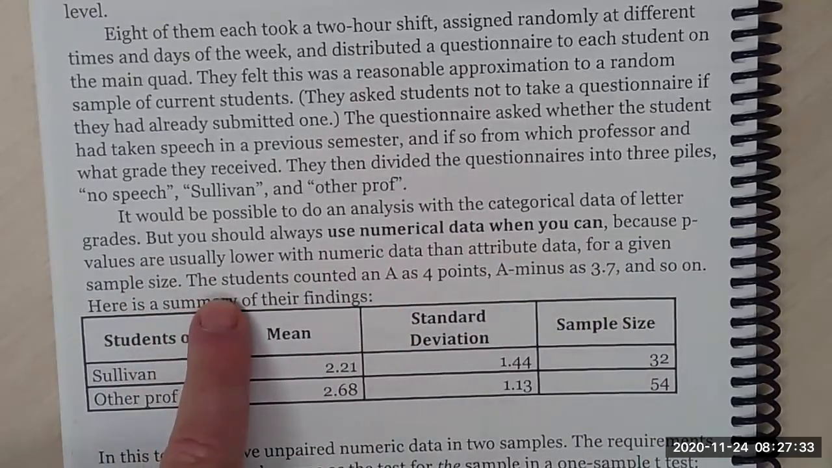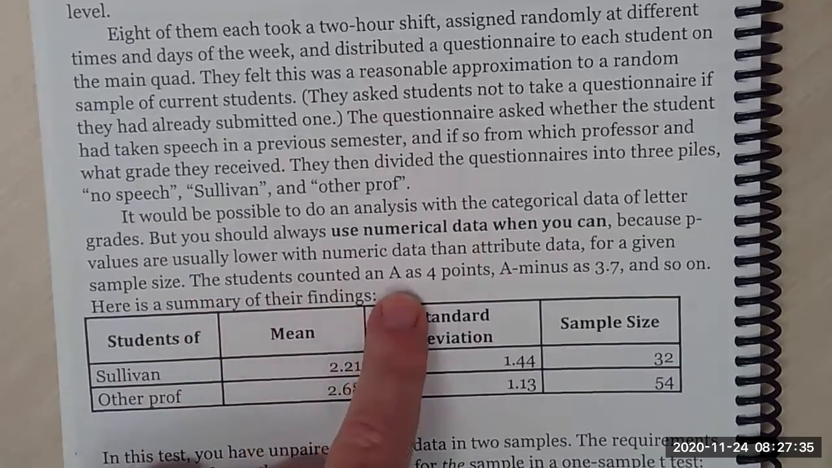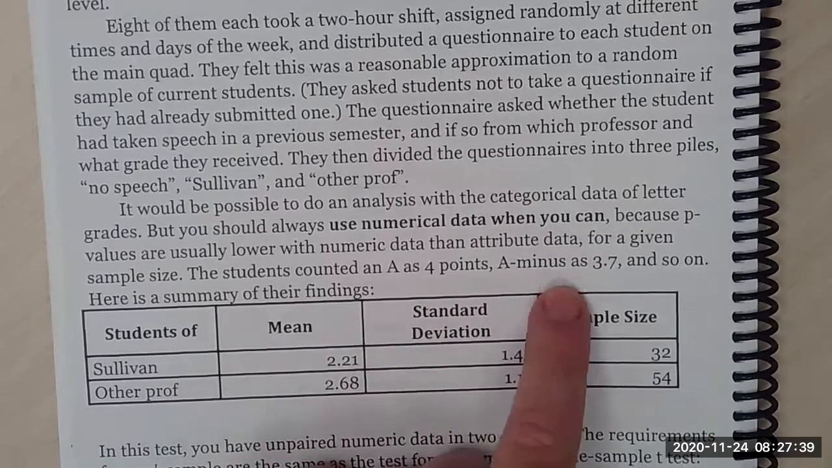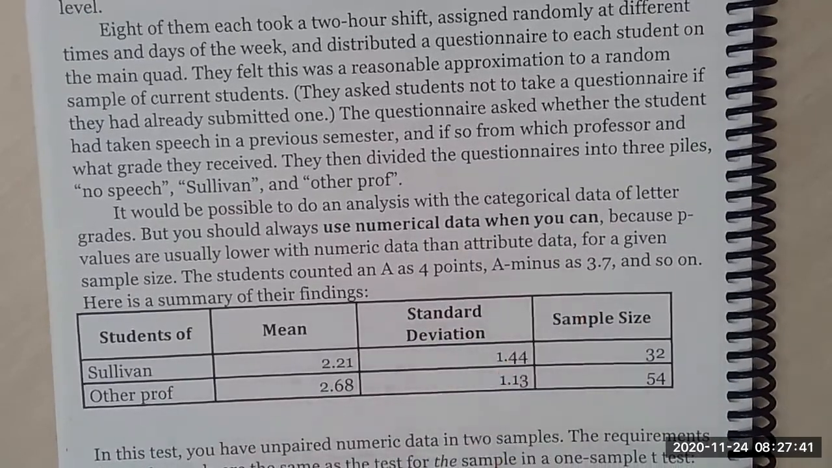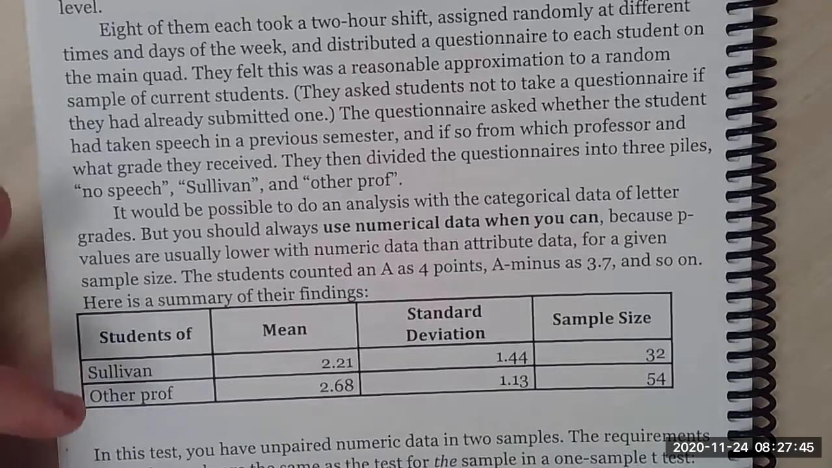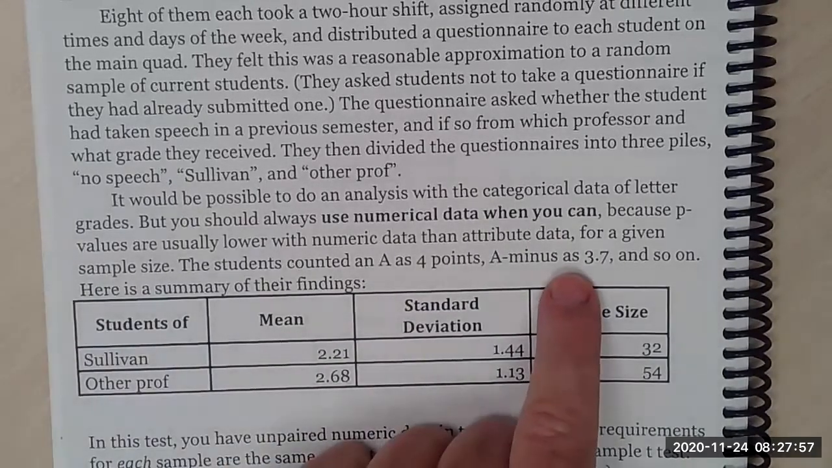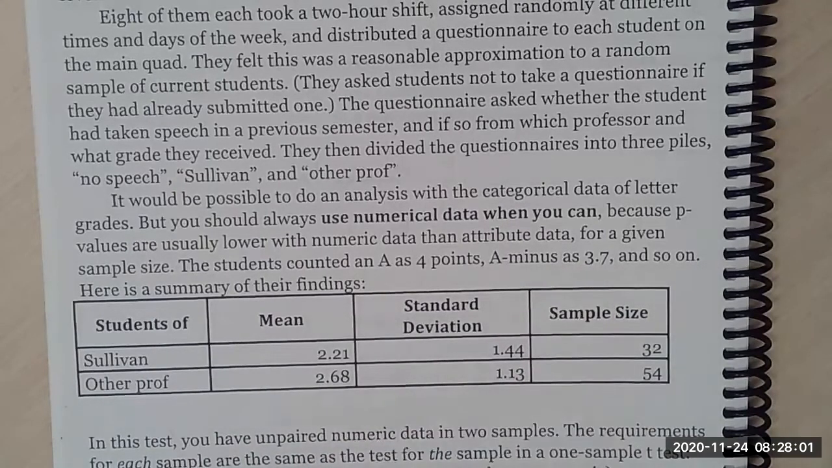The student counted an A as a 4-point, which is pretty typical with grade point average. A minuses, okay, the institution we're at here, Santa Rosa Junior College, if you're watching and you're not from Santa Rosa Junior College, well, here at this institution we do not have plus and minuses. It's only straight A's, B's, C's, D's, and F's. But assuming at this institution, Professor Sullivan, an A minus was 3.7 and so on.